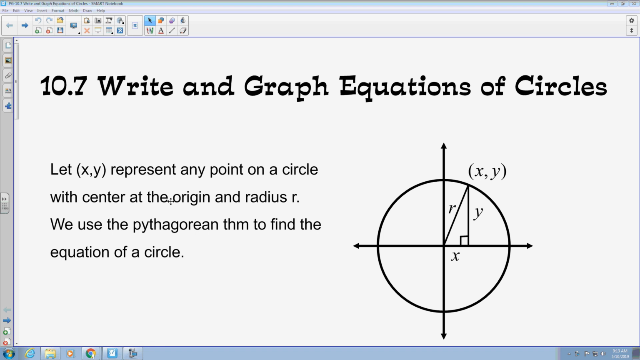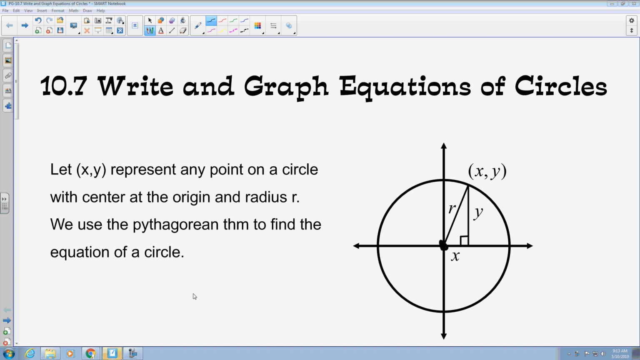So we can actually represent any point on a circle with the center at the origin, 0, 0, and has a radius of r. We can use the Pythagorean theorem to find the equation of a circle.